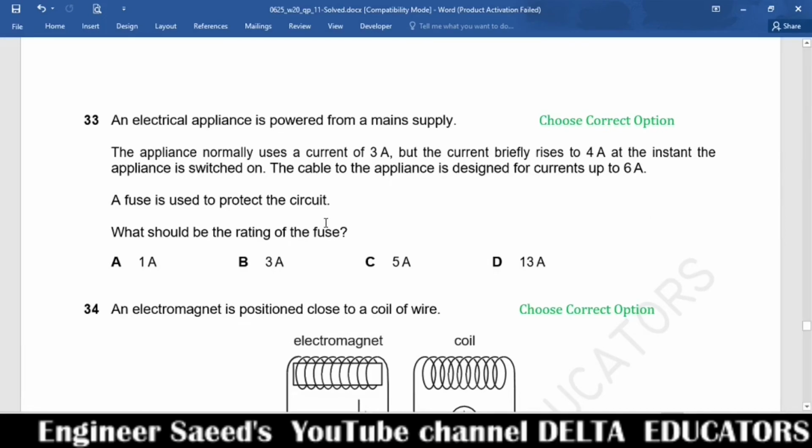The rating of the fuse should be just above the amount of current that is required by that appliance. Since the appliance is drawing a current of 3 ampere, the rating of the fuse should be just above 3 ampere. Now if we check the options, in option A it is 1 ampere, in B it is 3 ampere, in C it is 5 ampere, in D it is 13 ampere. Here the rating should be just above 3 ampere. Just above 3 ampere means the closest value is 5 ampere. So our correct option will be option C. Here we will use the fuse of rating 5 ampere. So the correct option is option C.